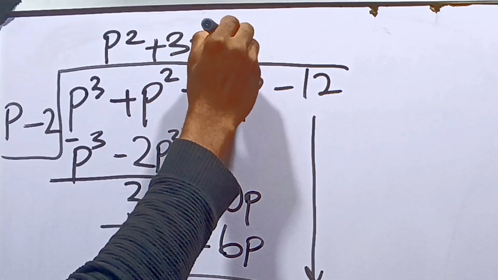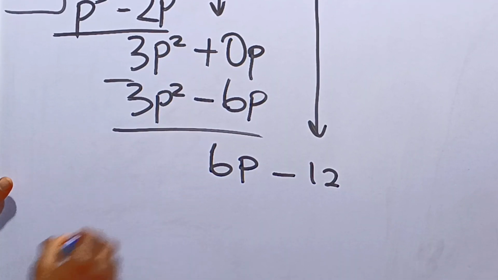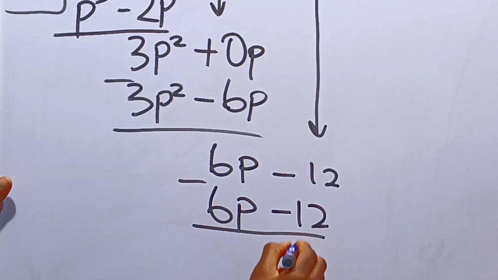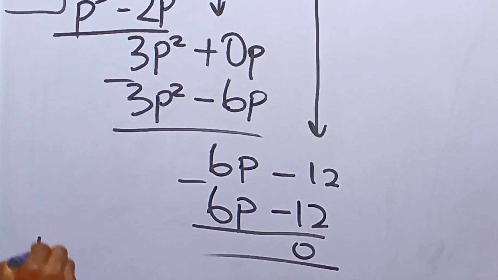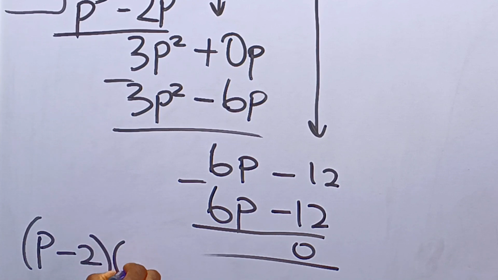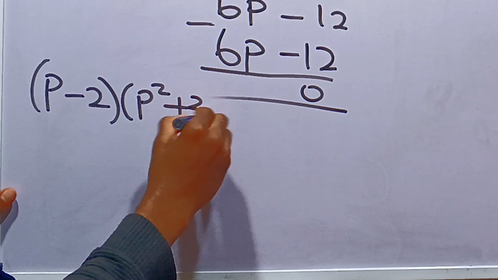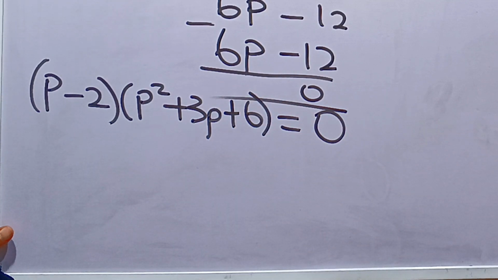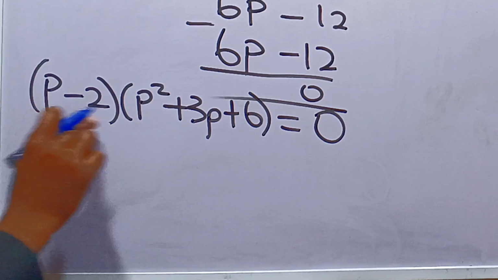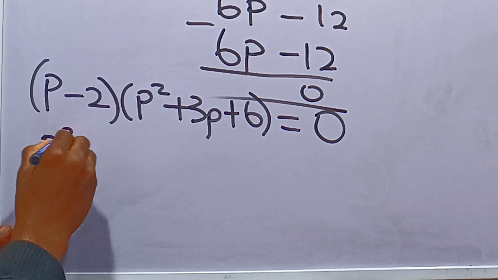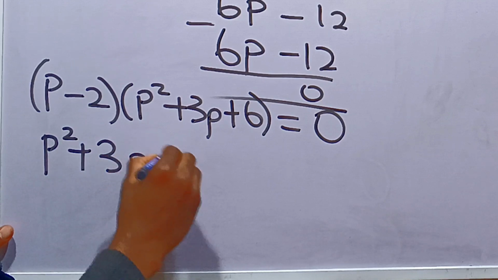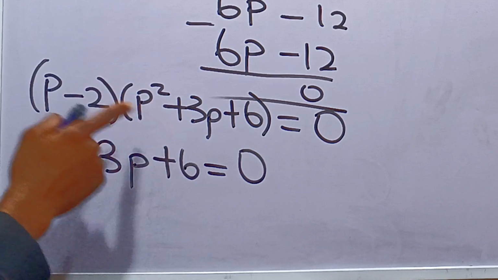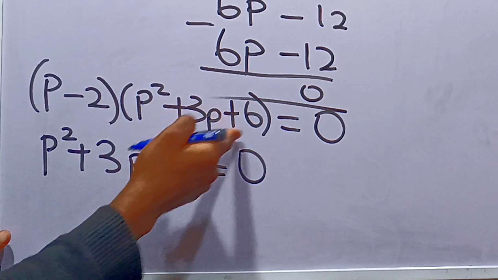6p divided by p is 6. 6 times p is 6p. Times minus 2 is minus 12. When you subtract, you have 0. So we now have that p minus 2 multiplied by p squared plus 3p plus 6 is equal to 0. Again, when the product of two things is equal to 0, it means that p squared plus 3p plus 6 is equal to 0 as one of the factors.